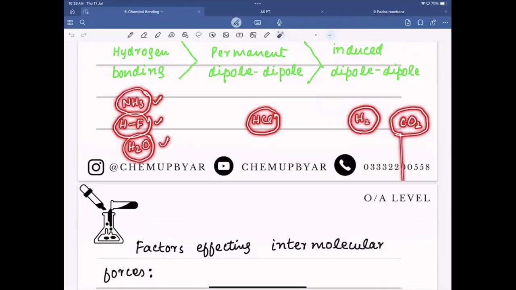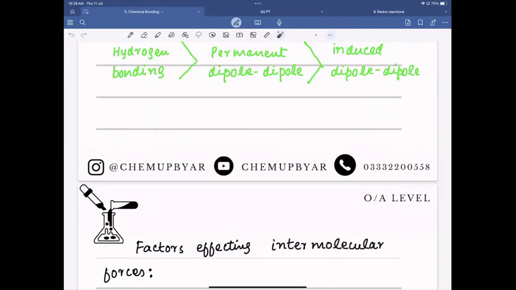Now it is very obvious if I say hydrogen has induced dipole force and HCl has a permanent dipole force, then HCl has a stronger attraction between the molecules as compared to hydrogen because of the difference in the intermolecular force, right? But if I have two molecules which have the same type of intermolecular forces between them, then we will see the factors to understand which one has a stronger intermolecular force. Is this clear?